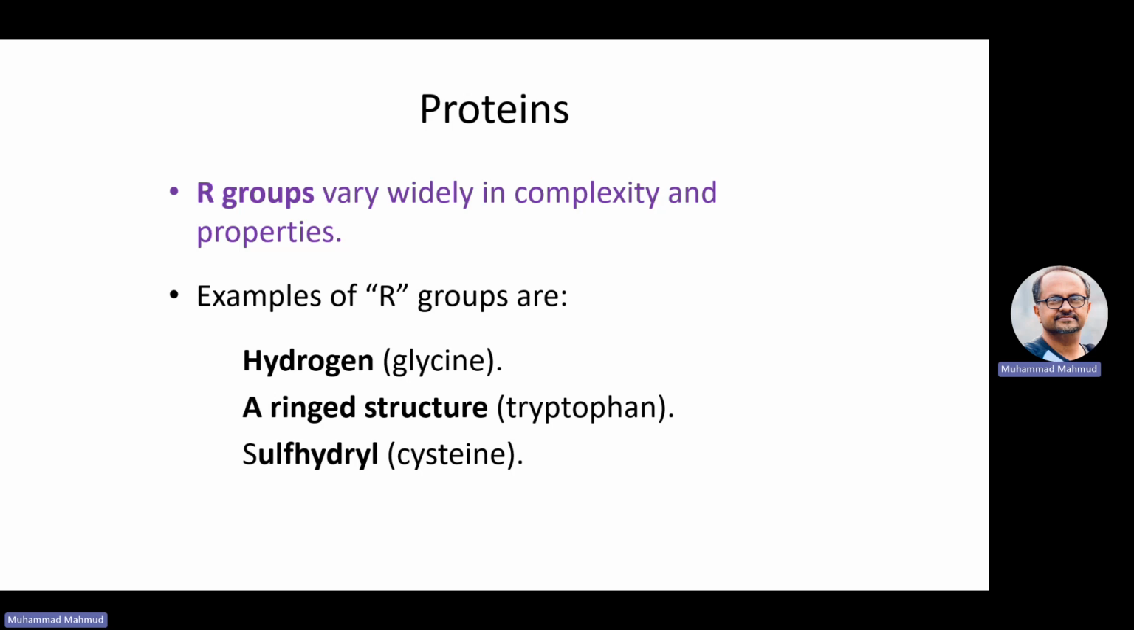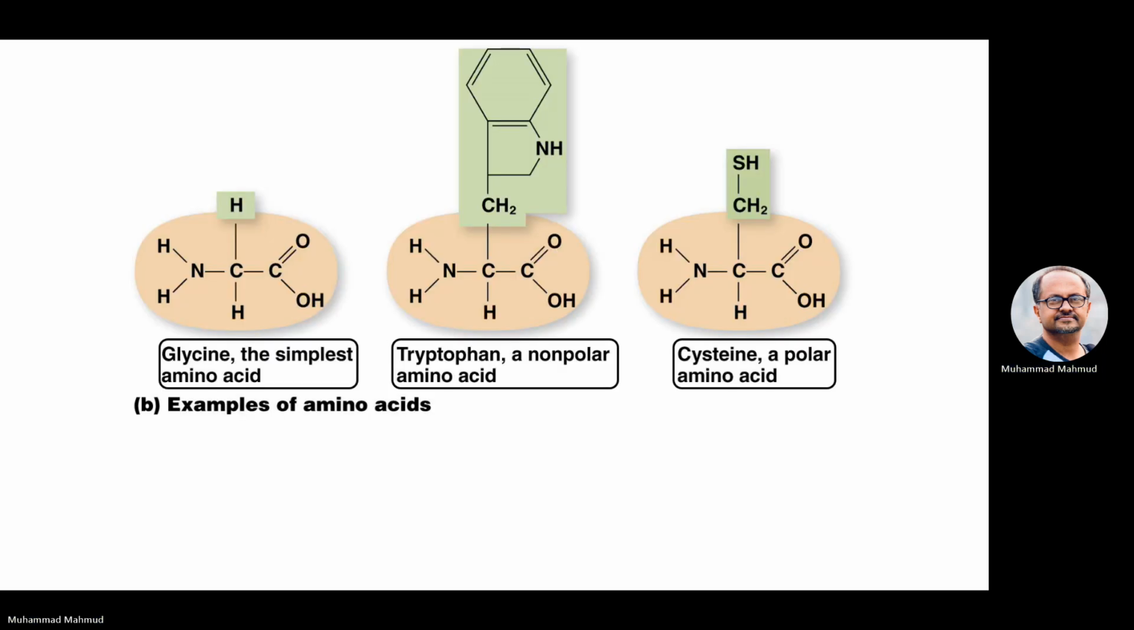Examples of R groups are hydrogen in glycine, an added ring structure in tryptophan, or sulfhydryl in cysteine. Look at that. These are three amino acids on your left side. This is the hydrogen responsible for the property of glycine. Then this is the tryptophan, and the polar cysteine amino acid group here is also different from the other amino acids.